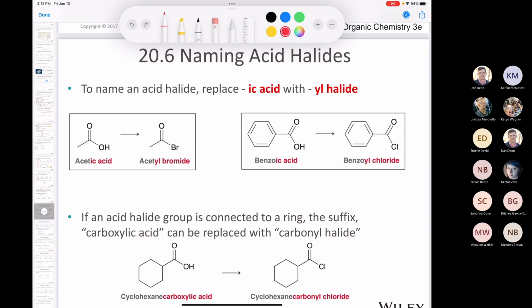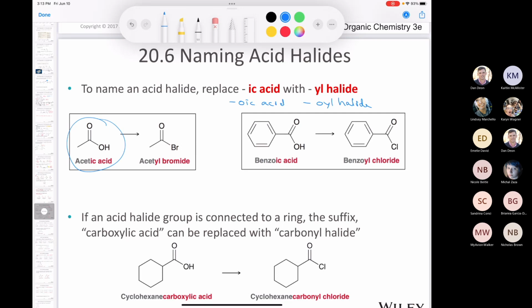To name an acid halide, if the suffix of your acid is -ic acid, you replace it with -yl halide. And if the suffix of your acid is -oic acid, you replace it with -oyl halide. Now, you're probably saying, aren't those the same because you still have an O here and an O here? It's true. However, I find it's easier to remember if you throw both of those things out there. I'll show you what I mean.